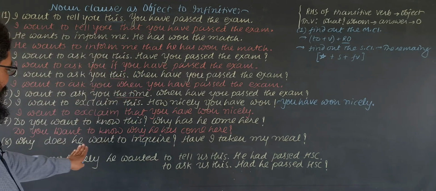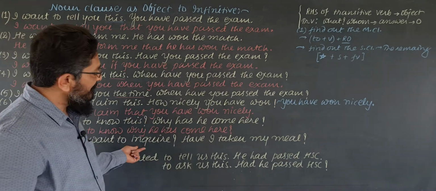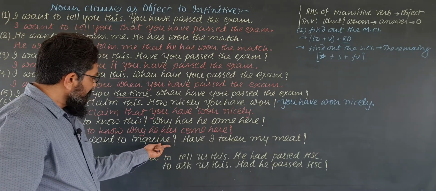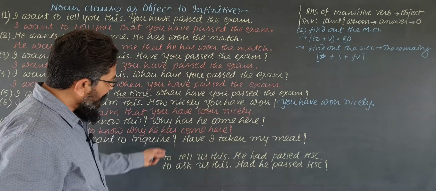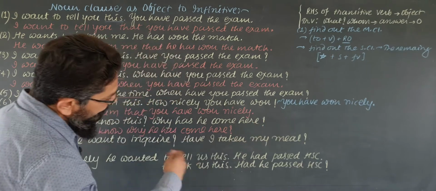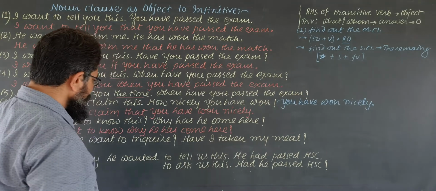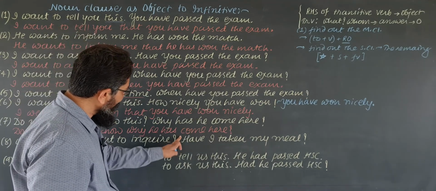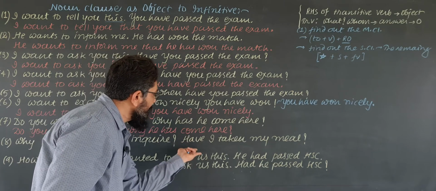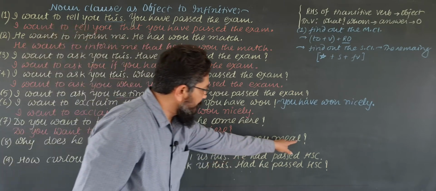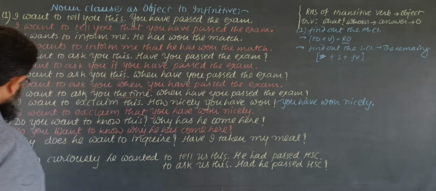Why does he want to inquire? To inquire. What to inquire? This. The removable object has already been removed. Have you taken my meal? Have I taken my meal? Question. It will be if here, right? Have you? Have I? I have. Full stop. But the answer will be interrogative because of the main clause.